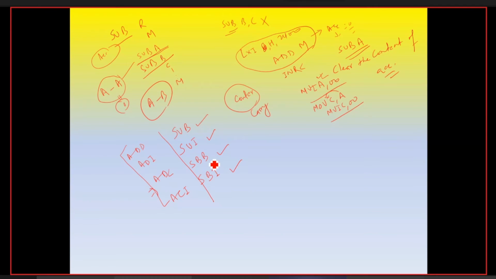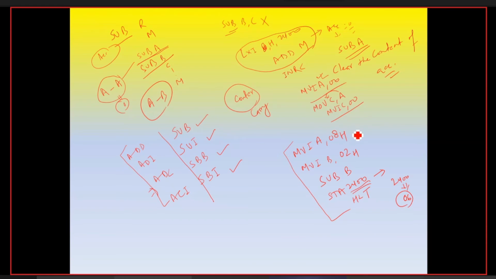Okay, and you can see MVI A 08H, MVI B 02H, SUB B, STA 2400, then halt. What is the result of this at this location 2400? What will be here? Sir, 06. 06 will be there.